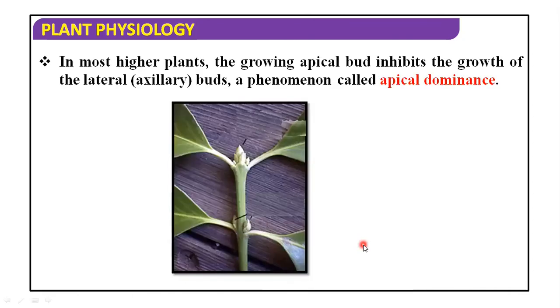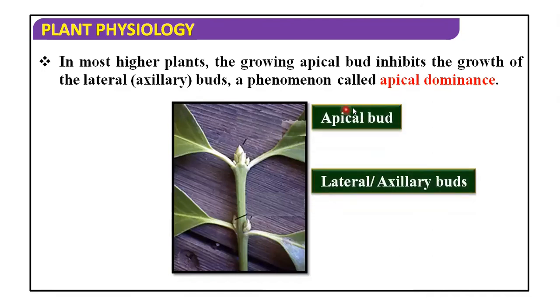In most higher plants, the growing apical bud inhibits the growth of lateral axillary buds, a phenomenon called apical dominance. This is the apical bud and this is the lateral bud. The growing apical bud inhibits the growth of the lateral buds. So this phenomenon is known as apical dominance.